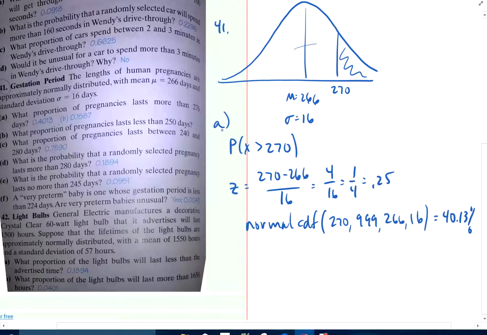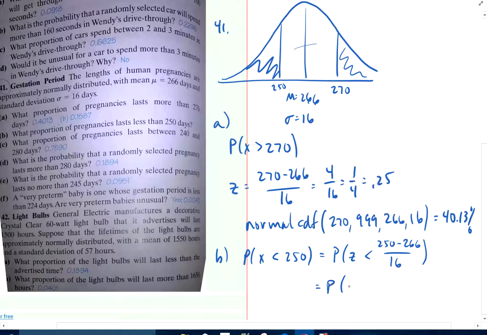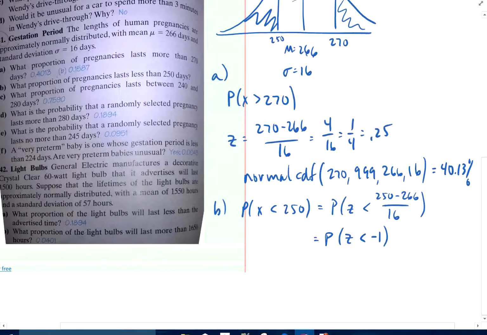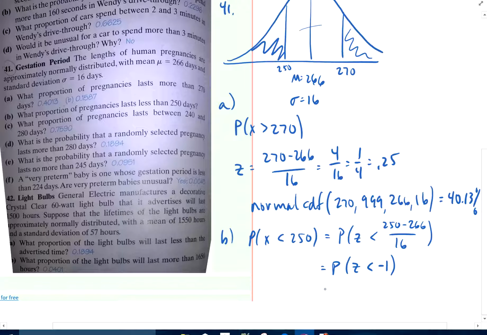B is what percentage lasts less than 250. That's this. Probability that x is less than 250. That's probability that z is less than 250 minus 266 over 16, which my z-score would be negative 16 over 16, negative 1. That comes up a lot, doesn't it? Okay, so there's negative 1, which is, what was that again? 15.87%, I believe.